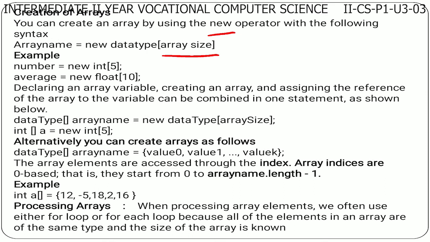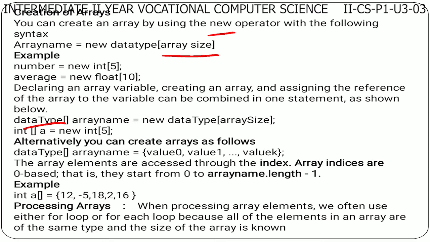You can declare an array variable, create an array and assign the reference to an array in a single line. All these 3 statements can be combined and written in a single line. That is data type, brackets space array name equals to new space data type within the brackets array size semicolon. See example, int space brackets a equal to new space int of 5. In this way we can declare, create and assign the array.